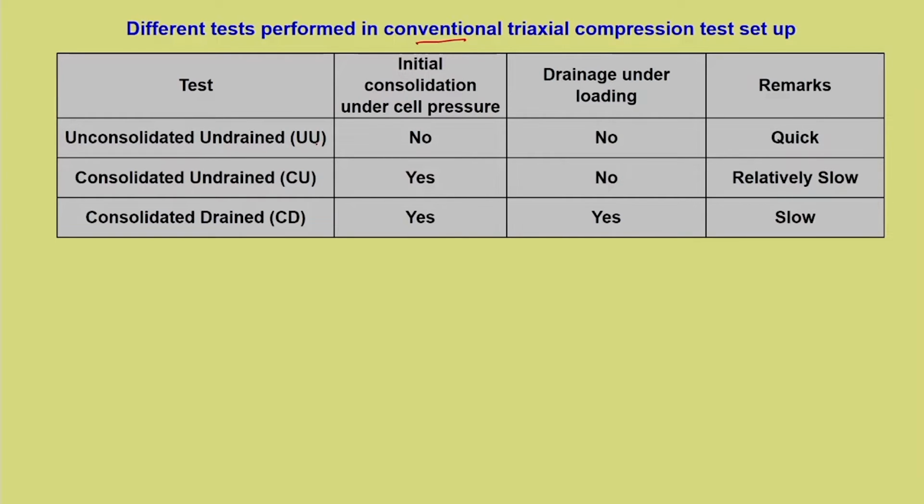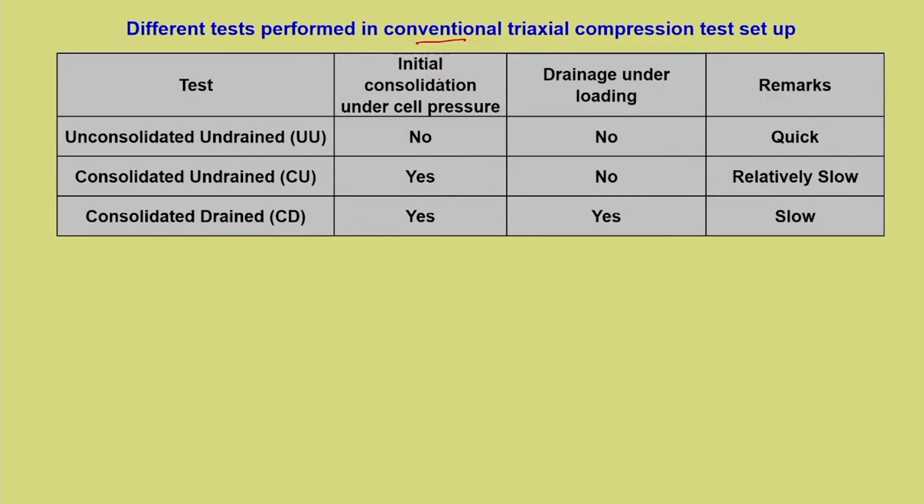So, these are the three possible tests which one can do in triaxial compression testing, which is unconsolidated undrained denoted by UU, consolidated undrained CU, and consolidated drained CD. Now, all the information are there in the name itself. So, there are two stages essentially with respect to loading. First is the initial consolidation phase, which is acted upon by cell pressure. So, initial consolidation under cell pressure, and there is drainage, and whether there is loading stage or shearing stage.